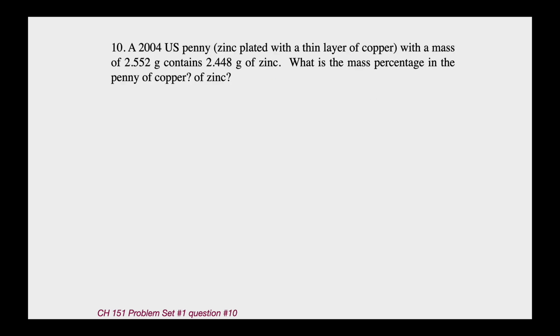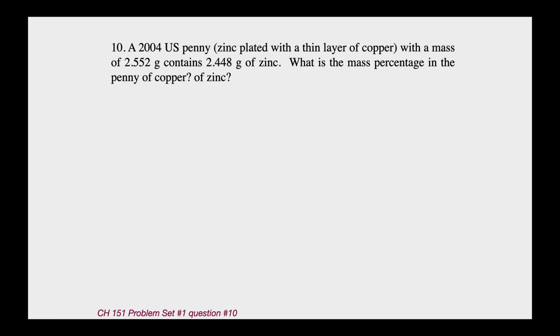Anyway. We've got a 2004 penny from the United States. It's zinc plated with a thin layer of copper. The mass of the whole penny, 2.552 grams, and we find that it has 2.448 grams of zinc. So there's not a lot of copper in it, but a little bit, all right? We want to know the mass percentage of the copper and the mass percentage of the zinc.